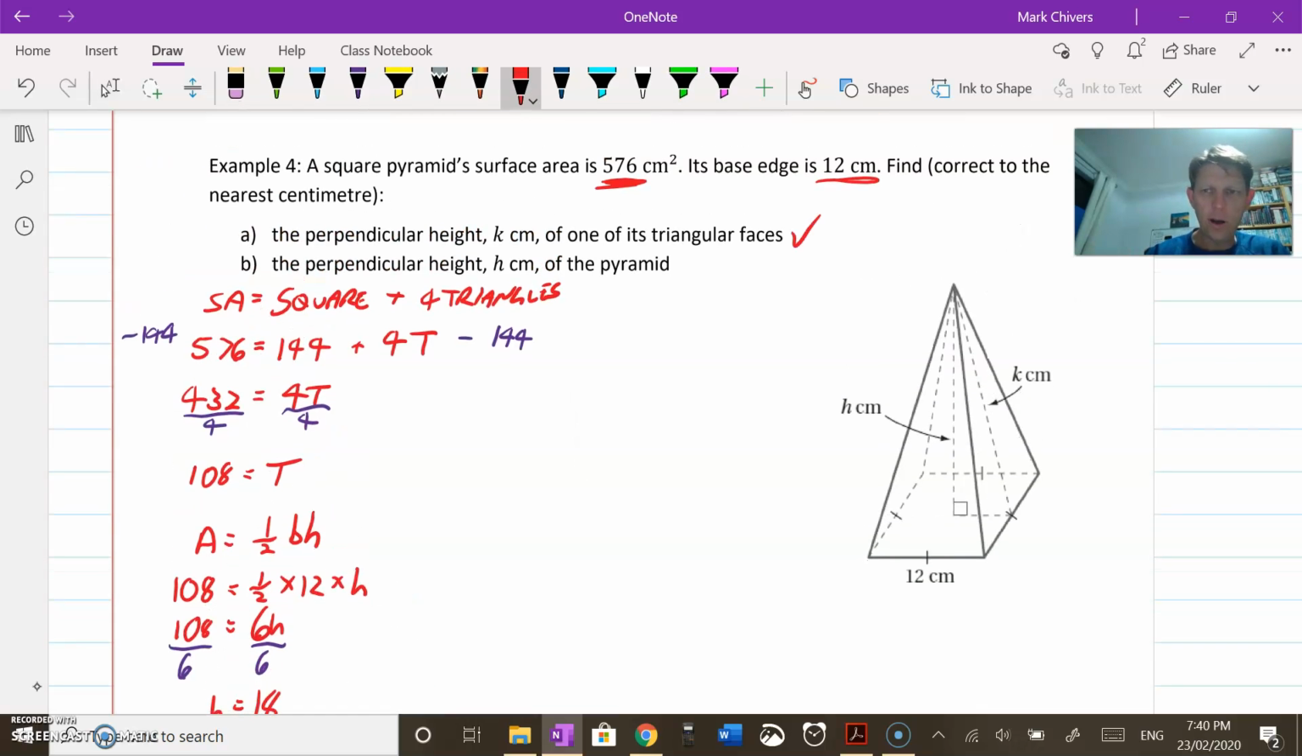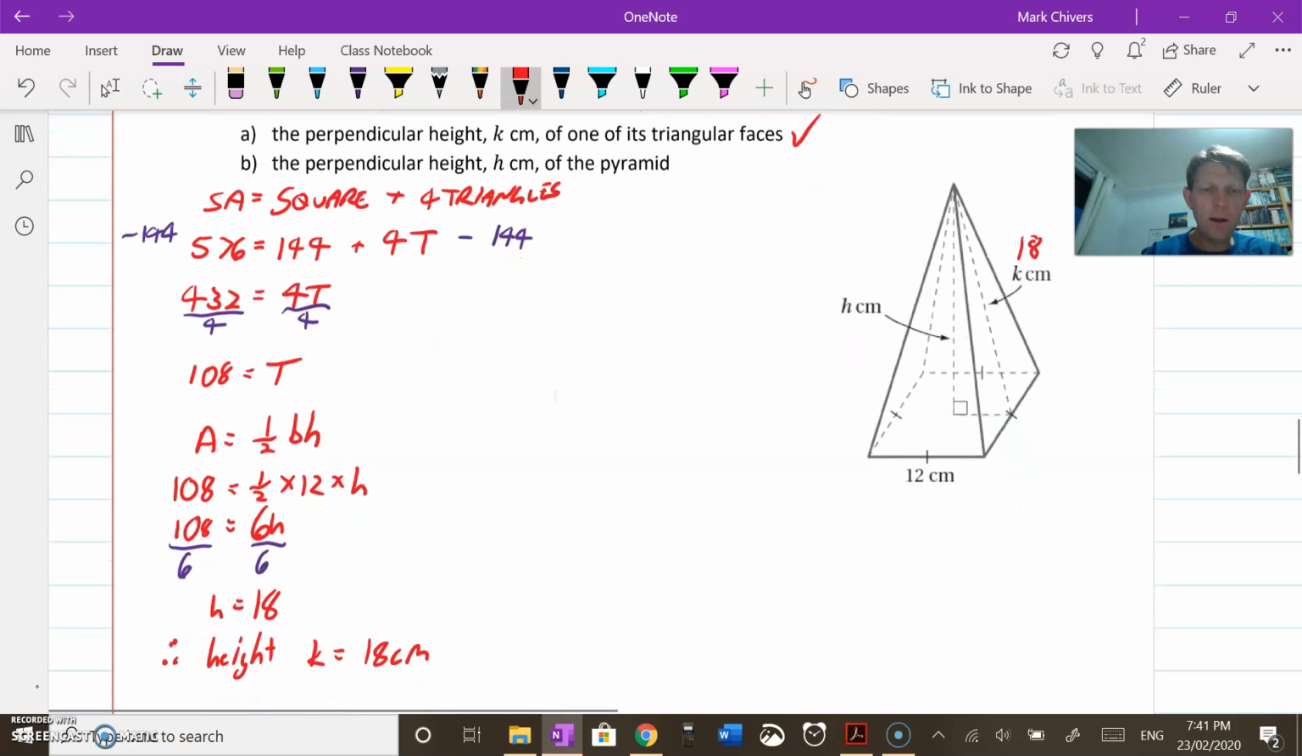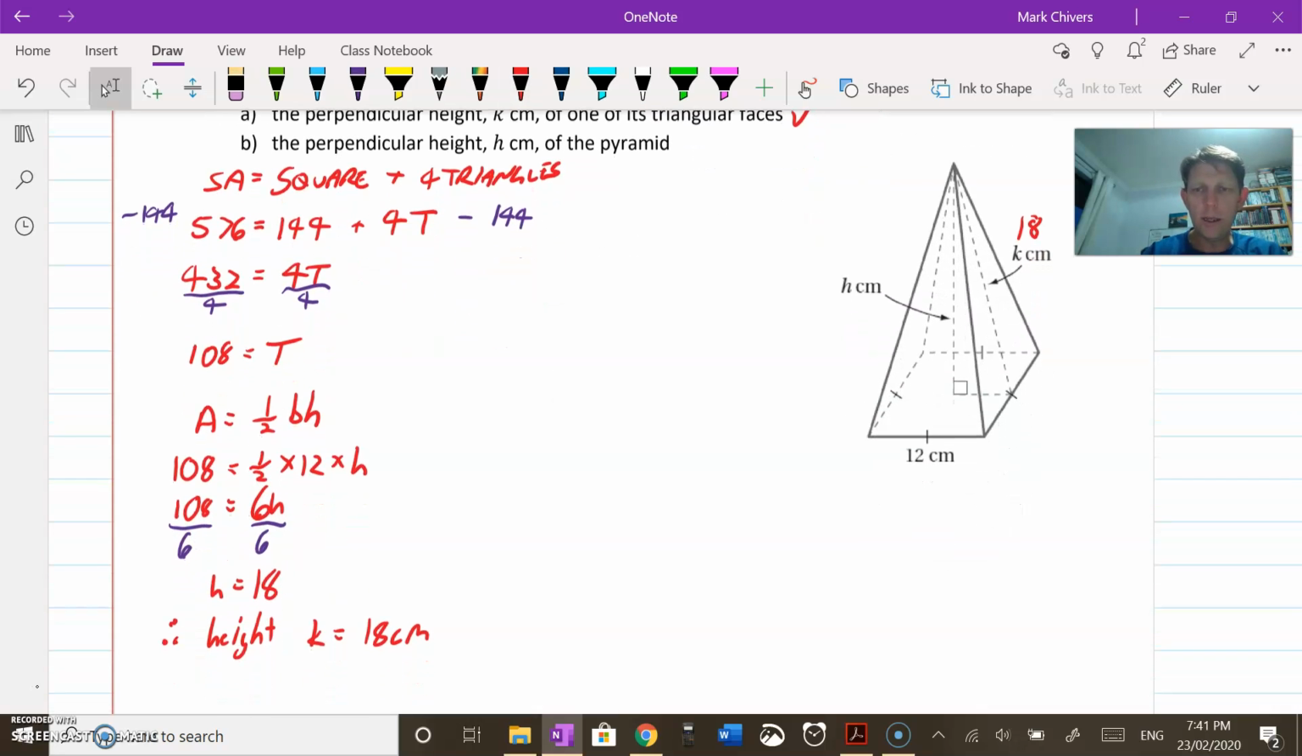We know now what the height of the triangular face is. So we can say this here is 18. Now, that being the case, we've now got ourselves a right angle triangle here with one side h, one side 18, and one side's going to be 6, because it's half of 12. So we've got a distance of 6 there. So we can use a bit of Pythagoras to find out what that last remaining side is, and therefore answer part B. So I'll do that in blue.